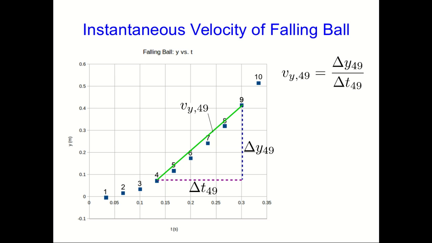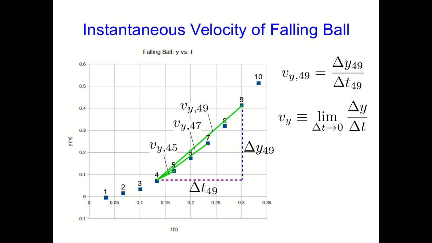Well, think about that. We could get the average velocity from 4 to 7. We could get the average velocity from 4 to 5. And if we had more data, if we had, for example, film at a higher frame rate, we could get even smaller values of delta t. What we're doing is we're taking a limit as delta t goes to 0.